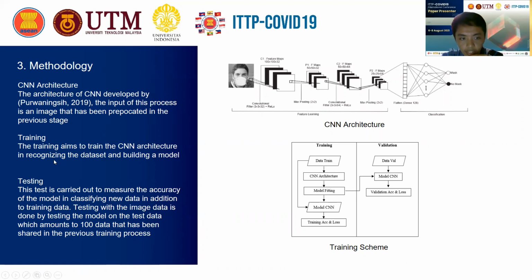And then is training. The training aims to train the CNN architecture to recognize the data set and build a model. And the last is testing. The testing is carried out to measure the accuracy of the model in classifying new data in addition to the training data. Testing with the image data is done by testing the model on the test data, which is 100 data and has been split in the previous training process. In this picture, the training scheme, we have the training data in the CNN architecture and then model fitting, and it has a CNN model, and this is the training accuracy and loss. And on the side is validation, the data is presented to the CNN model, and we have the validation accuracy and loss.